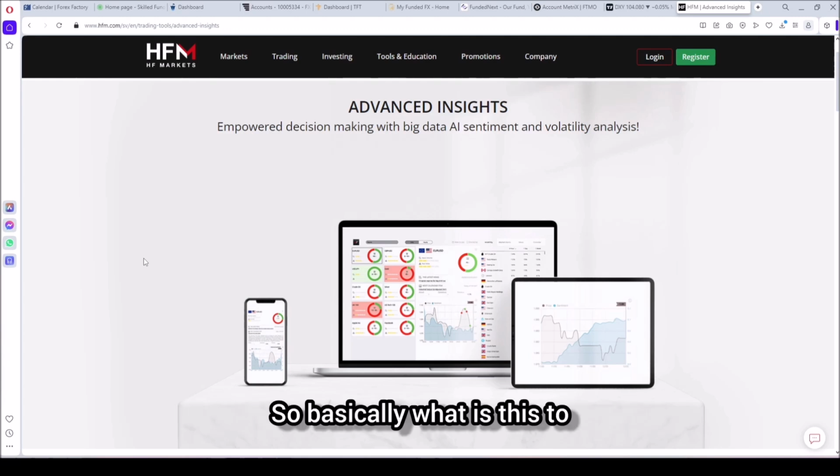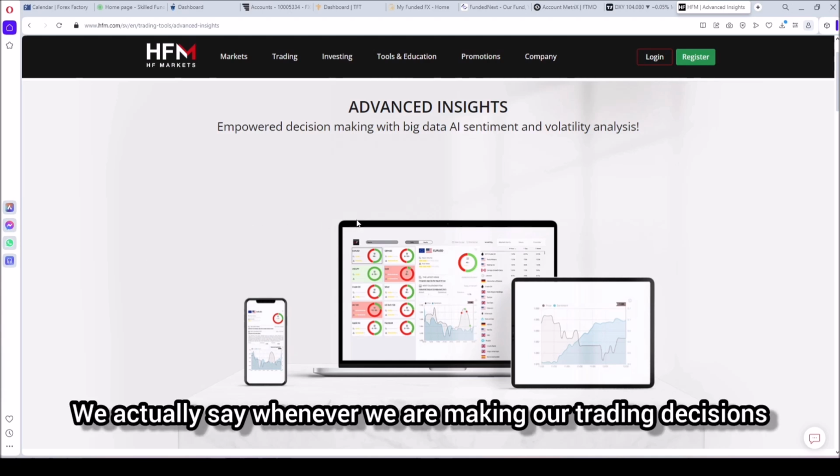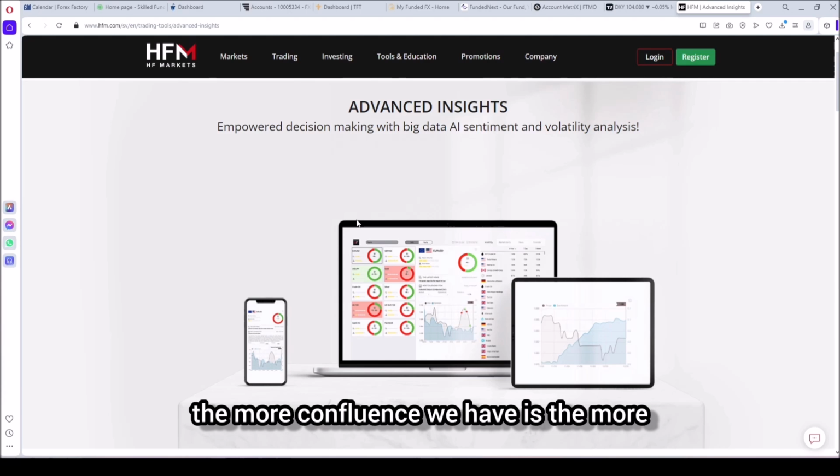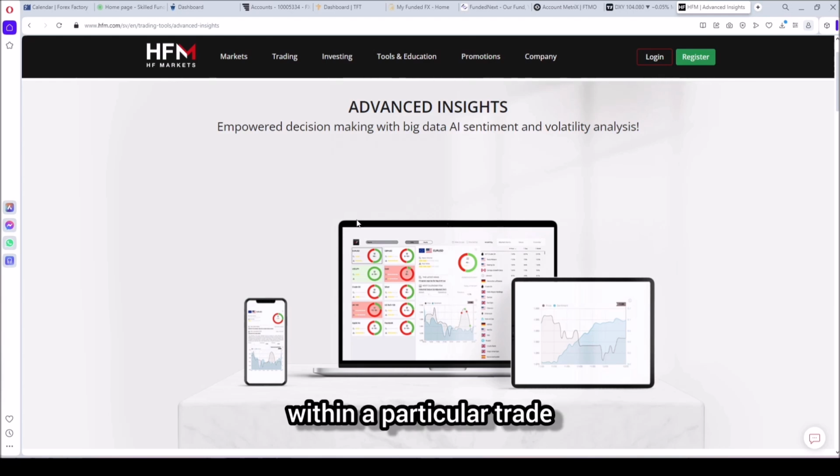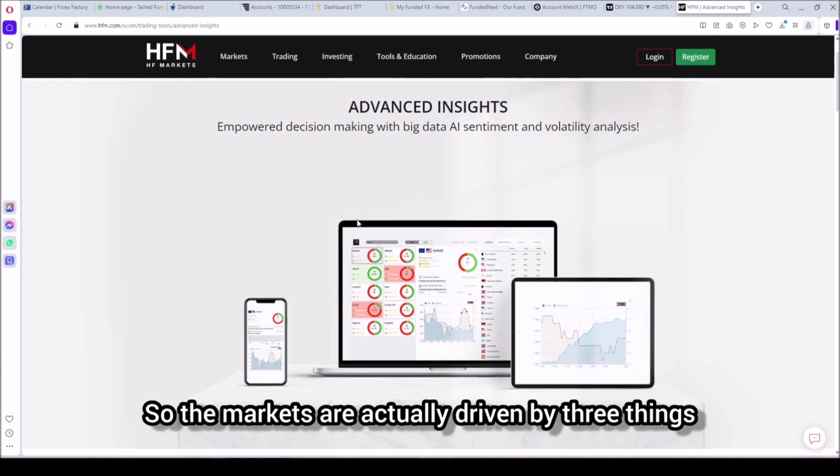Alright, so basically what is this tool and how do we use it? We always say that whenever we are making our trading decisions, the more confluence we have, the higher the probability of success within a particular trade. So the markets are actually driven by three things.